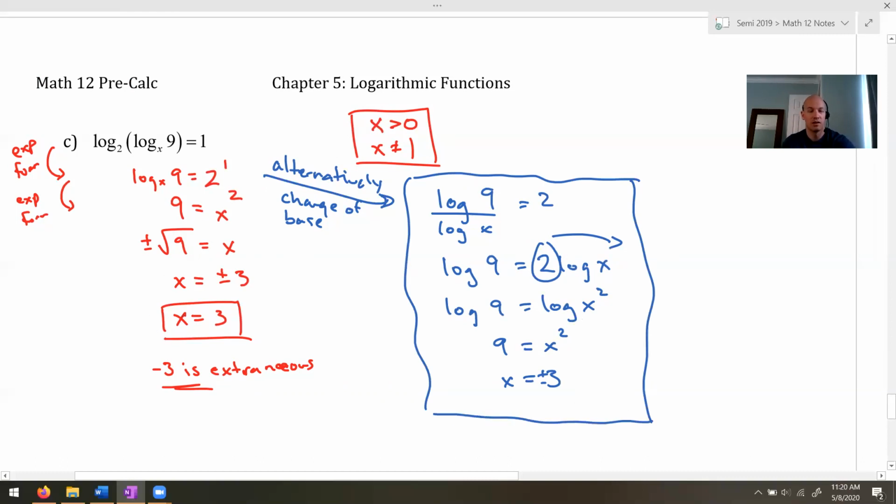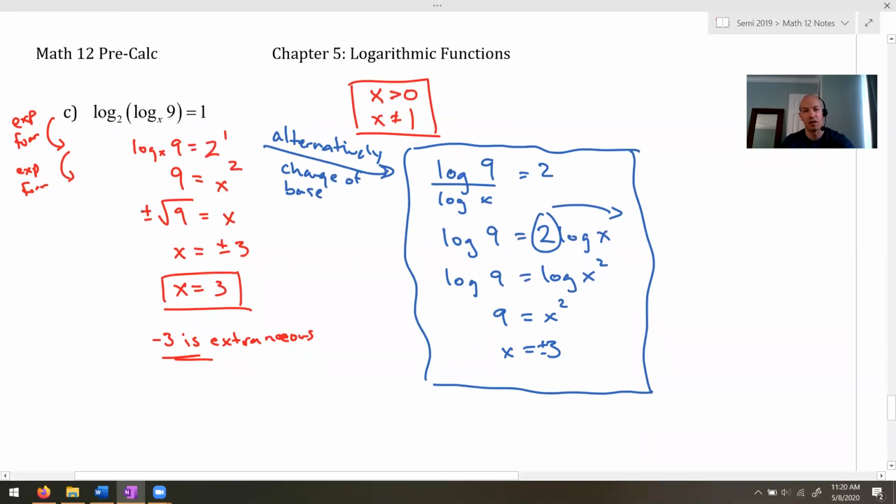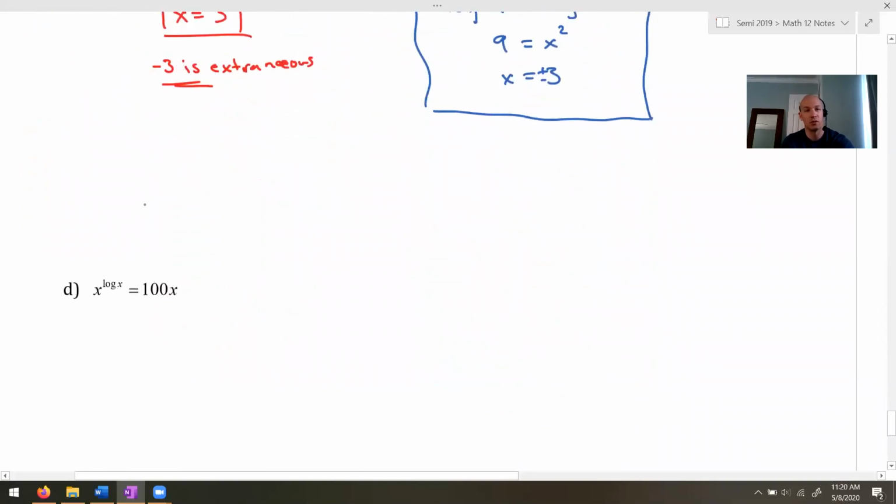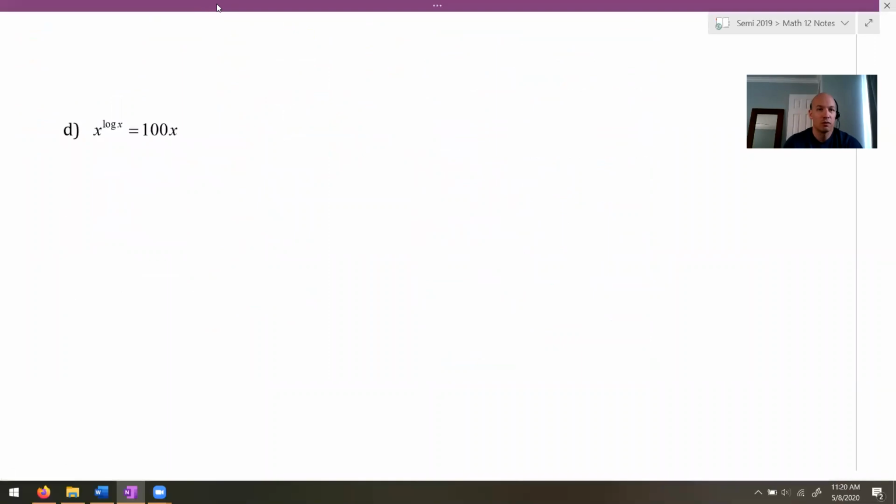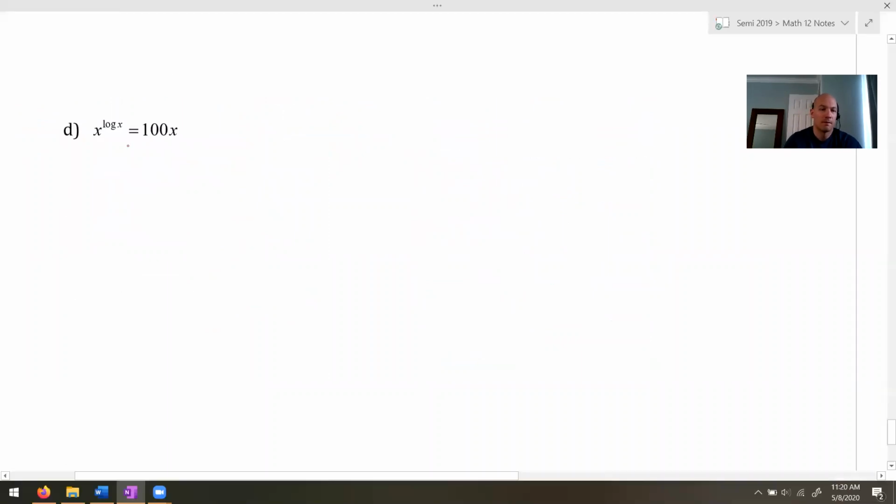Okay, but don't be afraid to sometimes use clever methods like what I did, exponential form two times. It's easier, so go ahead and do it that way. All right, we've got one more here. You might want to take a second and see if you can do this.